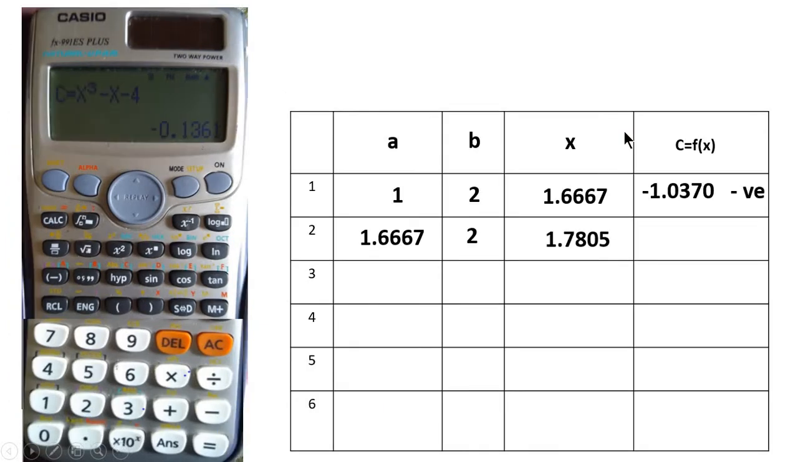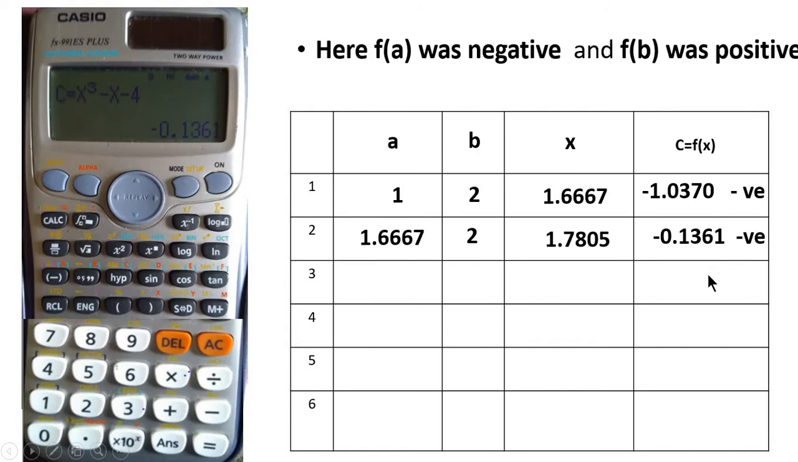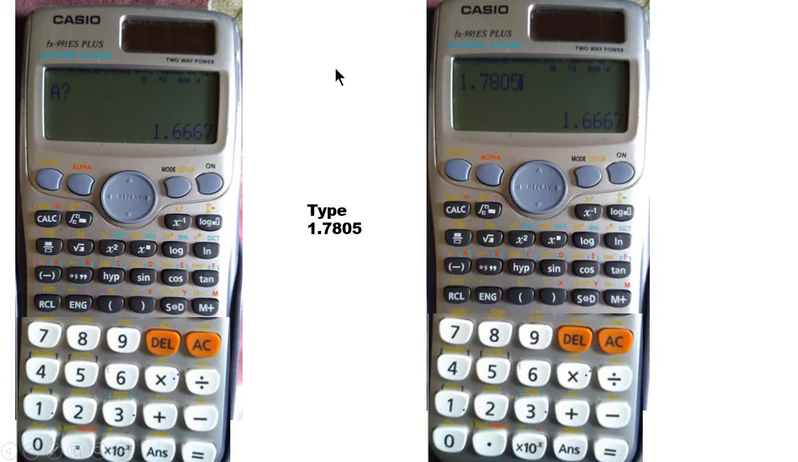Okay, so x, c. Check again, c is negative, therefore you have to replace a again by x, b as it is. These are the values of a and b. Press equal to. When it will ask you a, you have to type 1.7805. See, this is the old value, so type the new value, press equal to.